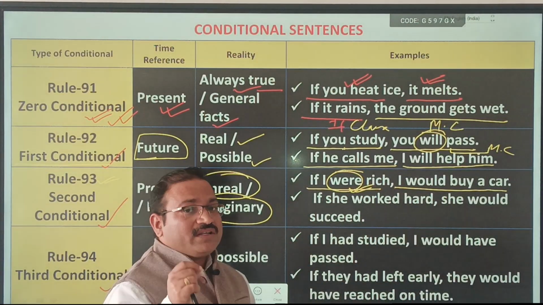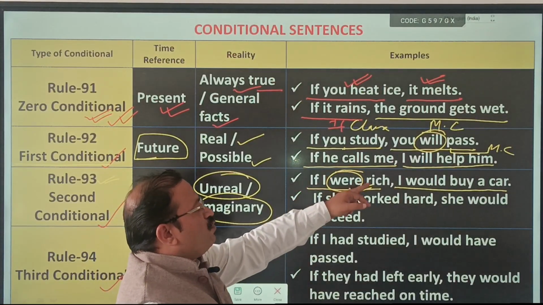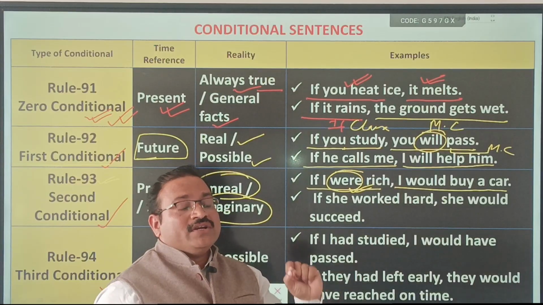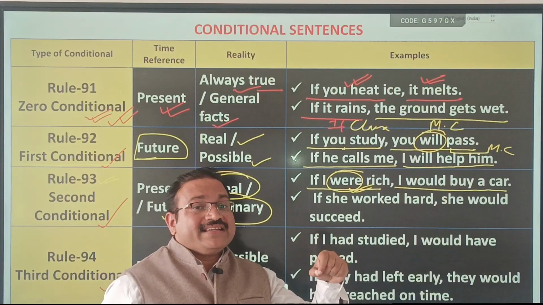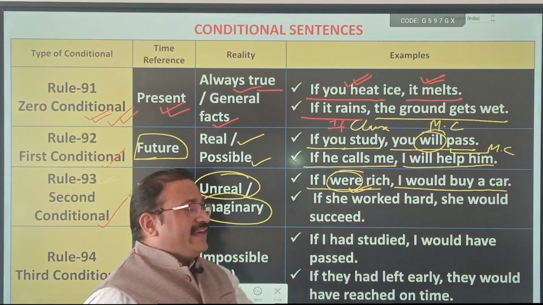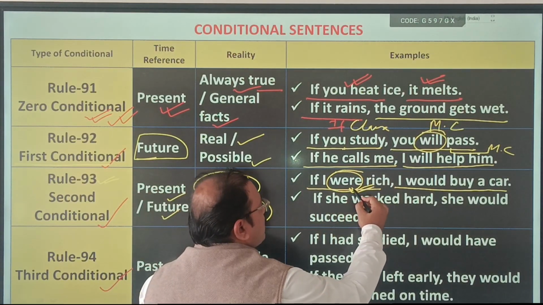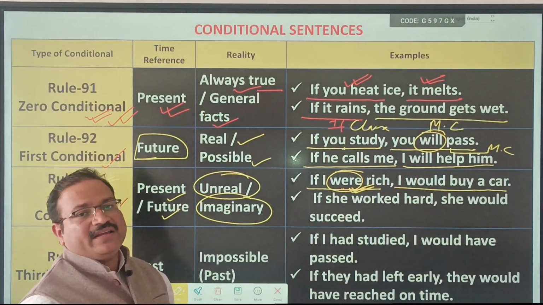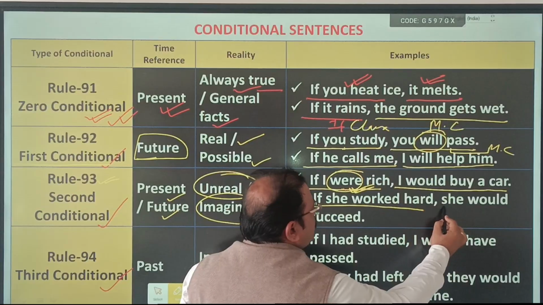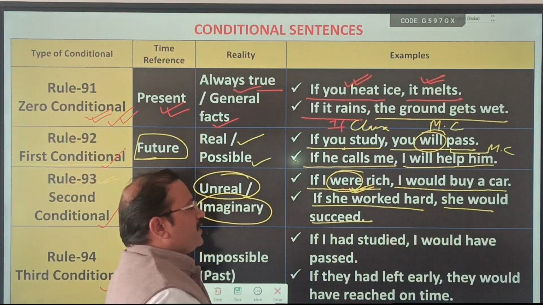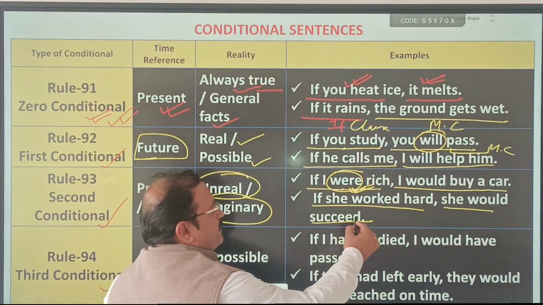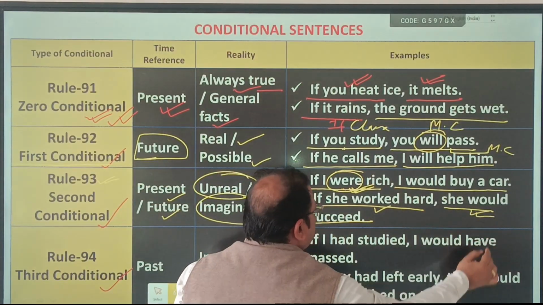In examination, what they will give you? If I was rich, I would buy a car. Wrong. Why? Because what type of conditional sentence? Second one. An imaginary situation, hypothetical situation. In this case, we shall use were with all the subjects. Remember, if she worked hard, she would succeed. So, if she worked hard is the if clause and she would succeed is the main clause.